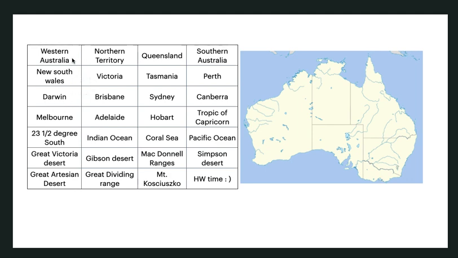How can we relate it? This is Western Australia, which comes here, Northern Territory, Queensland, and this is Southern Australia, New South Wales, and Victoria, correct? And again below it comes Tasmania. Yes, now let's see the capitals.